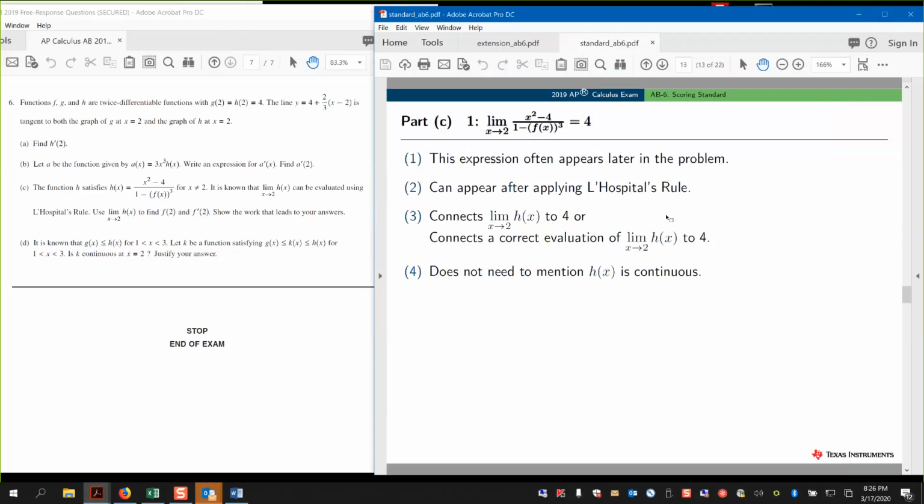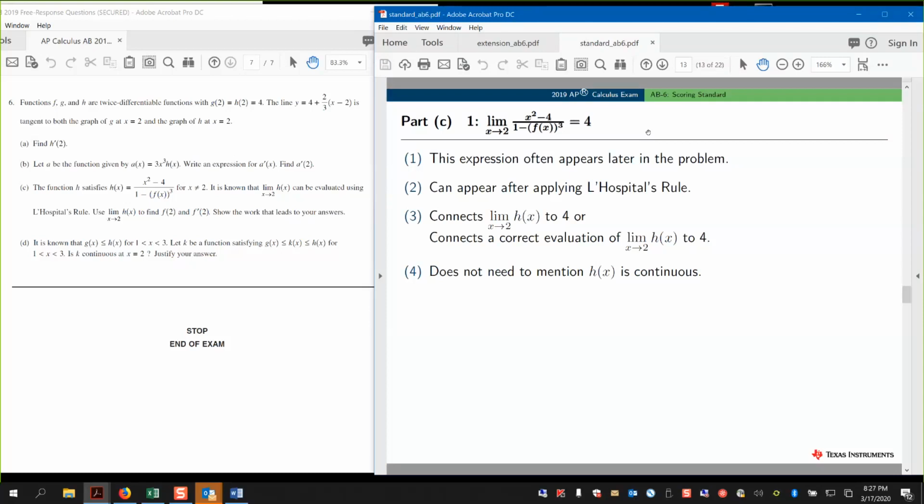So part C was worth 4 points, and as I said earlier, boy, there was an awful lot to do here for these 4 points. And the first point was for basically equating this limit expression up here to the number 4. Now, in student responses, this equating often appeared late in the student solution, and that's okay. It didn't have to be the first thing on the page. And in fact, in many student responses, it appeared after they applied L'Hopital's rule, and that's fine.